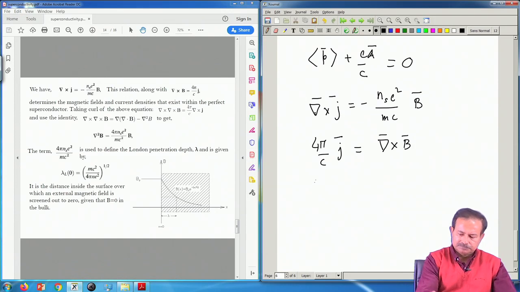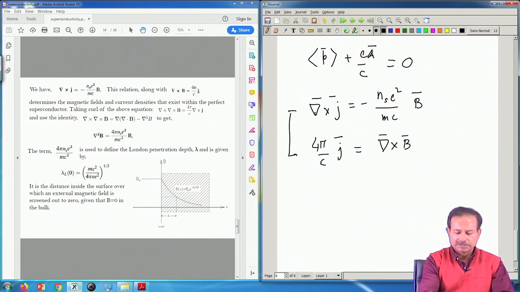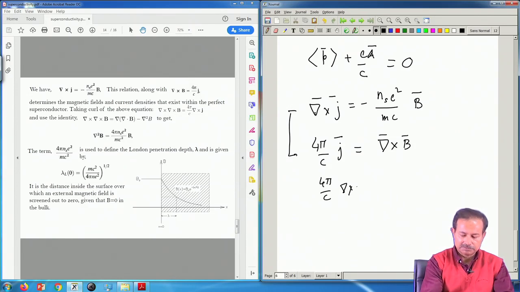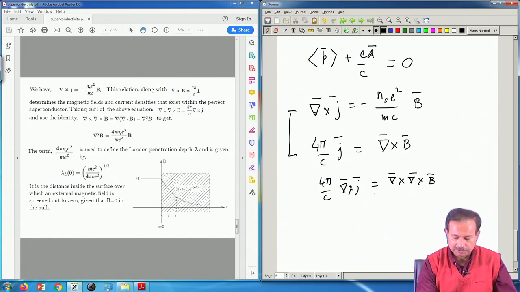So, these two can be combined easily. I take a curl here: 4 pi by c curl of J equal to curl of B. Okay. So, we have come up to this far.